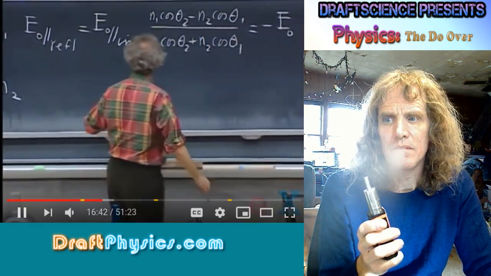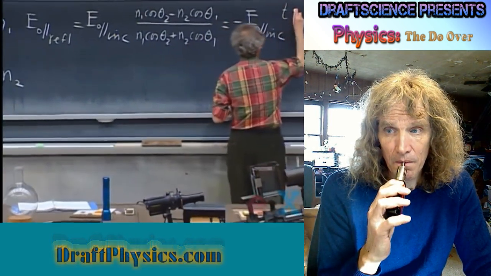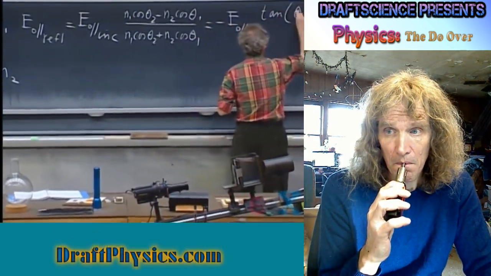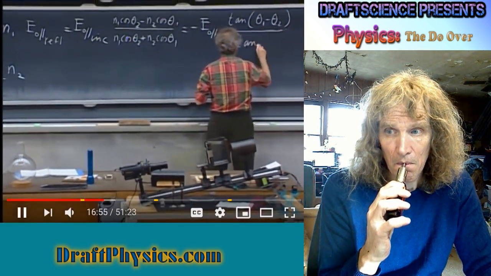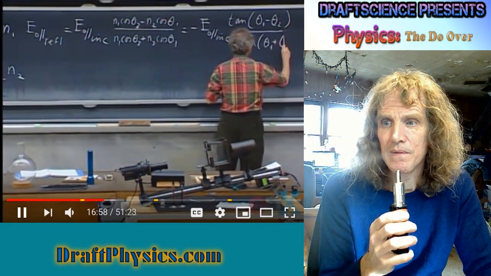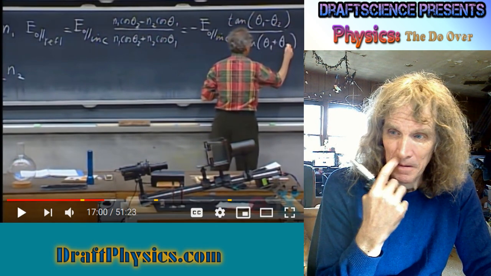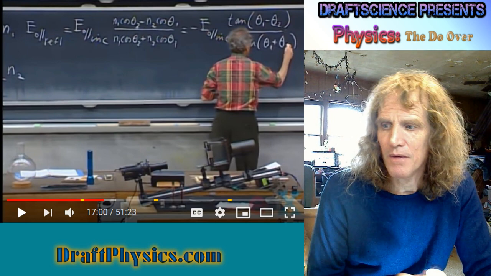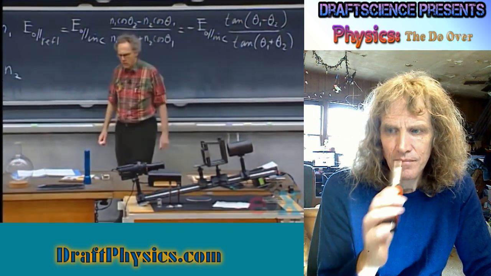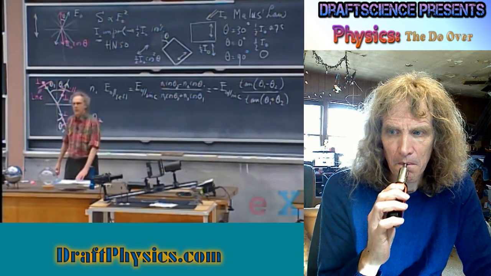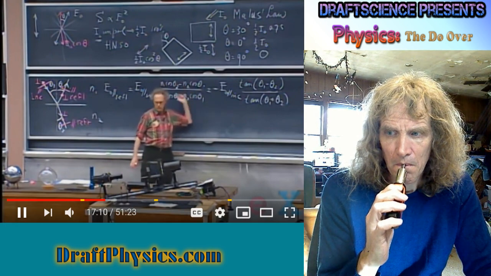And so you get minus E0 parallel incidence, and now you get here the tangent of theta 1 minus theta 2 divided by the tangent of theta 1 plus theta 2. So these two equations are identical. That may not be obvious to you, certainly not obvious to me either, but if you substitute Snell's law in here, you can show that these two are the same.